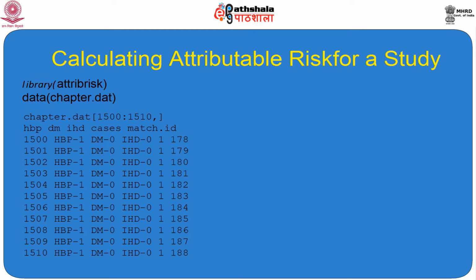Before that, we are going to see the end of this data set. To see it, we put chapter.dat with 1500 to 1510, and the observations from 1500 to 1510 are given, where again HPV is present in these individuals, DM was not present in these individuals, and they are coded as 1. Earlier we saw cases given as 0, so here this individual belongs to cases, and again their corresponding matching ID is given, from 178 to 188.